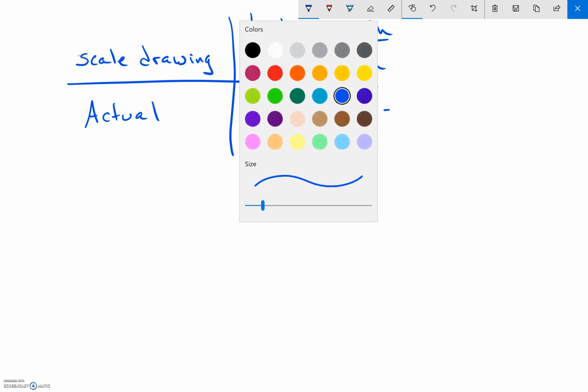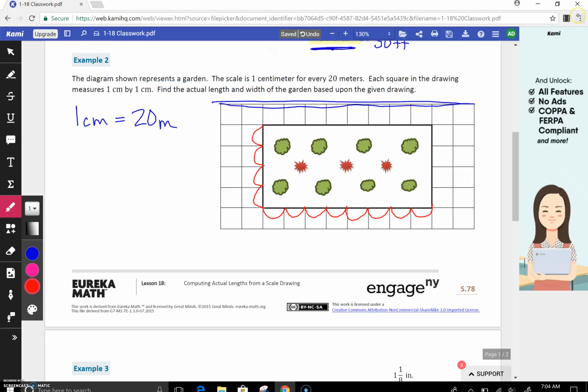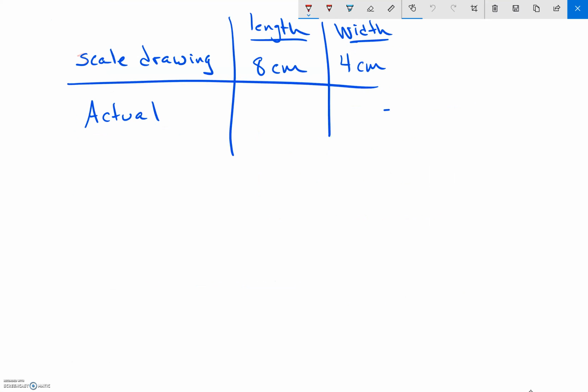Now we're going to use our scale to calculate the actual length and width. We know that 1 centimeter is equal to 20 meters. So in our table, I'm going to put that in. 1 centimeter on the scale drawing equals 20 meters in real life. So how am I getting from 1 to 20? Multiply by 20. We can do that by the same constant of proportionality in each spot in this table.